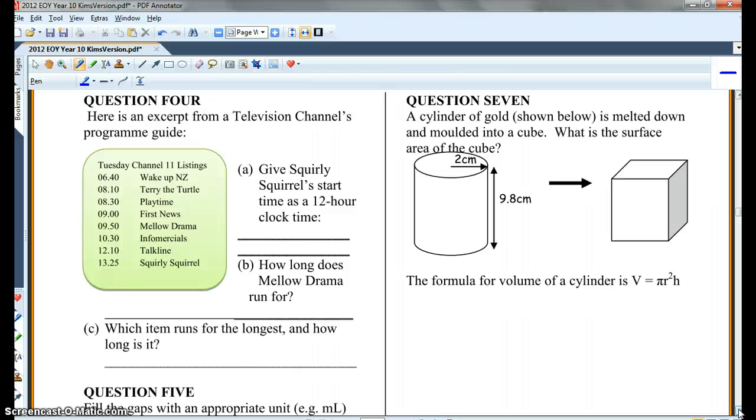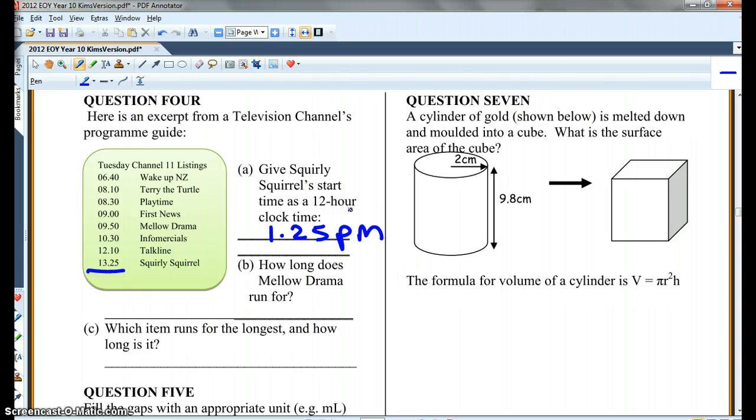Here is an excerpt from the television channel's program guide. Okay, give Squirrely Squirrels start time as a 12-hour clock time. Squirrely Squirrels is 13:25. So that's going to be 1:25 p.m.